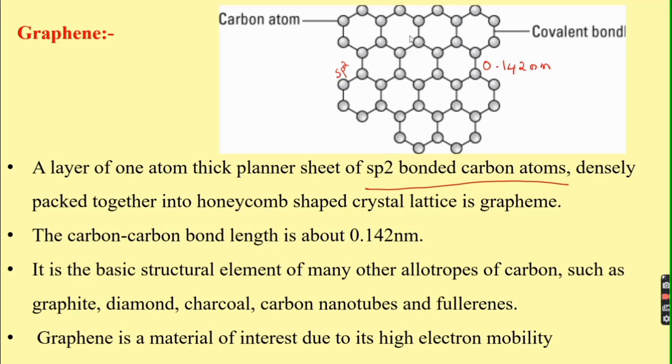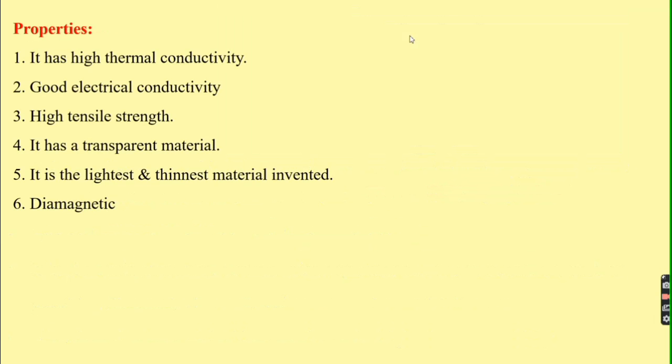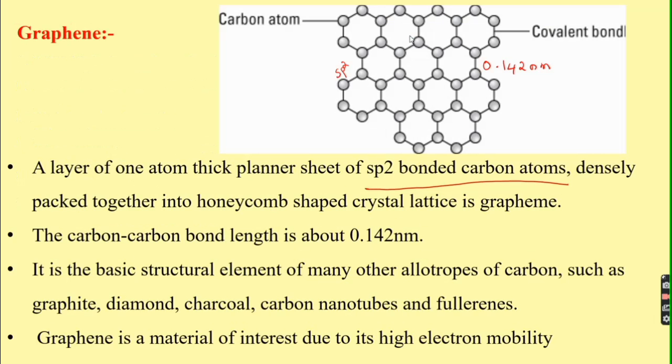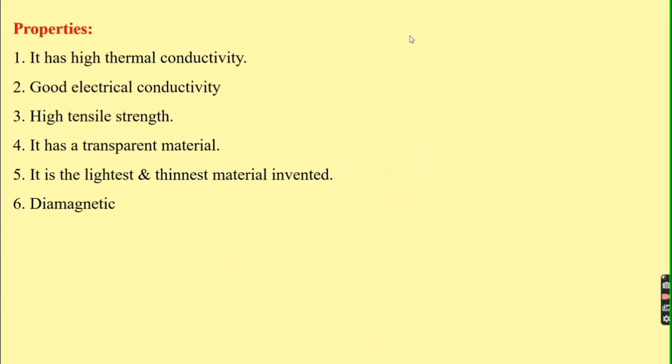And it possesses unique properties, making it an ideal material for use in electronic applications when compared to other conventional components. It has a high thermal conductivity. Structurally, it is also a material of interest due to high electron mobility. Holes and electrons are highly mobile and it acts as a highly conducting material. It has good electrical conductivity and good thermal conductivity.